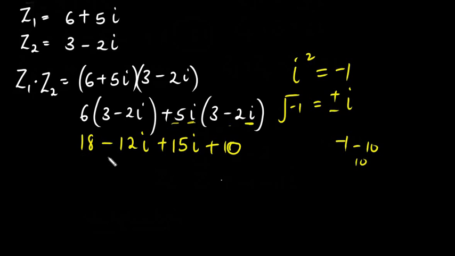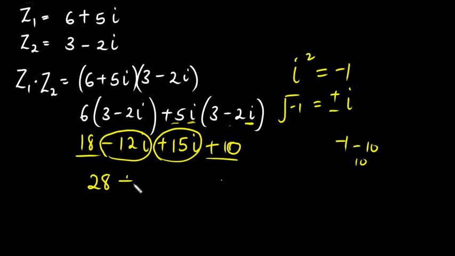So we can put like terms together. So we have 18 plus 10, it's going to be 28, and then minus 12i plus 15i is going to be plus 3i, and that is going to be the product of the two complex numbers. So let's have another example.